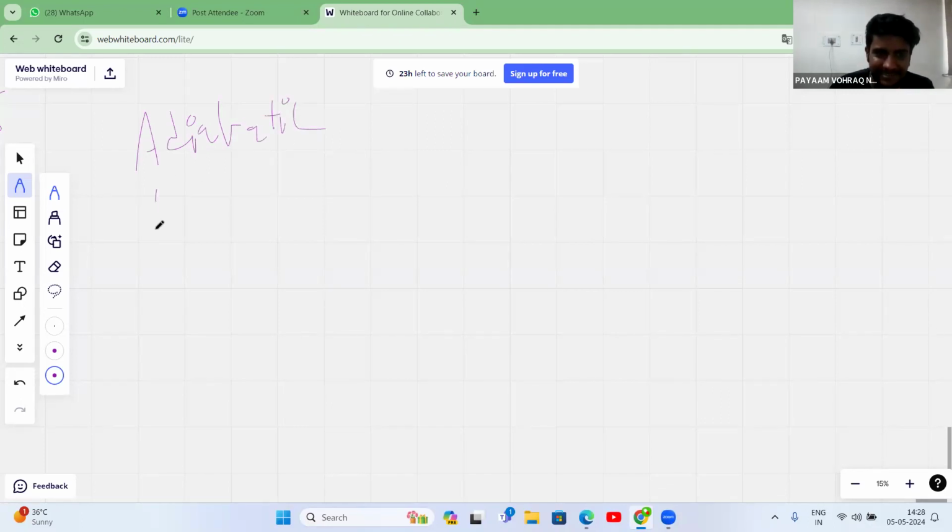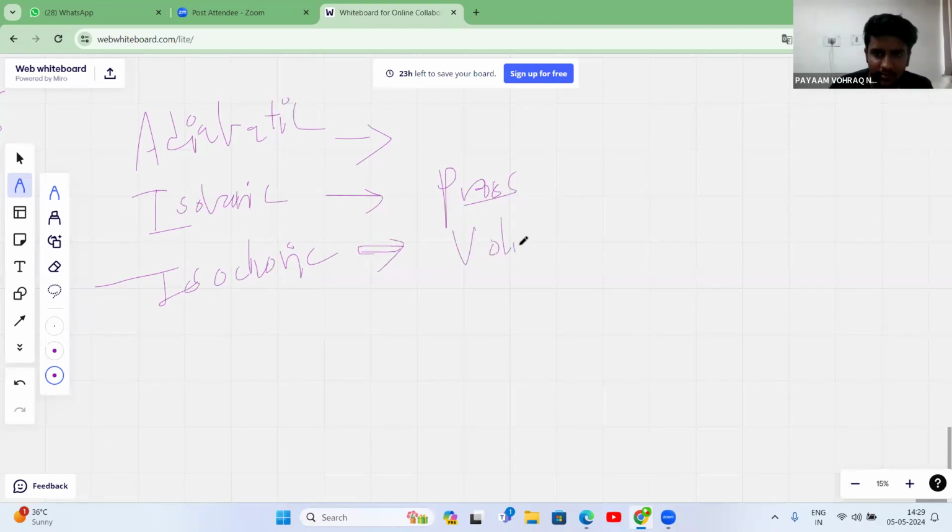Adiabatic, isobaric. Which has constant pressure, which has constant volume? Isochoric. BP, isobaric, constant pressure. CV, curriculum vitae, isochoric, constant volume. And then isothermal, constant temperature. And adiabatic, constant heat. So there are some laws associated with this too.